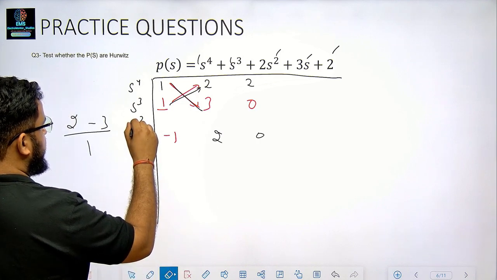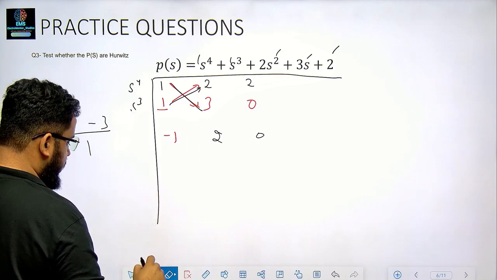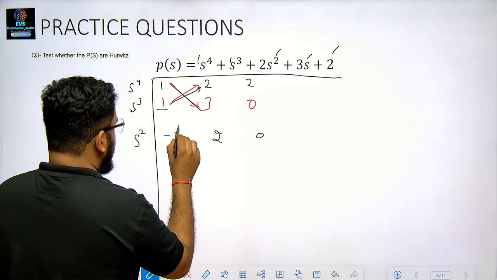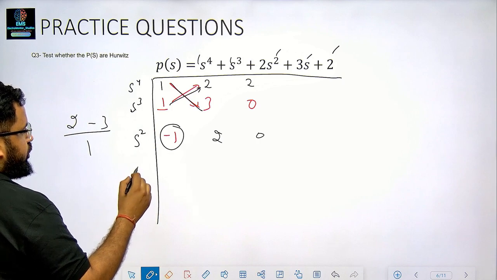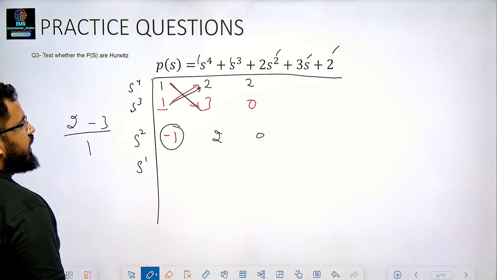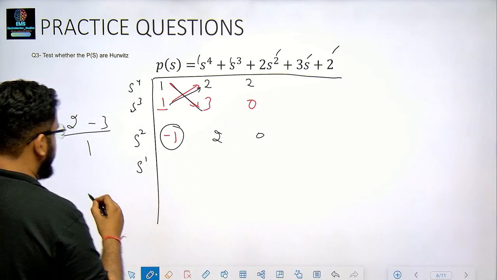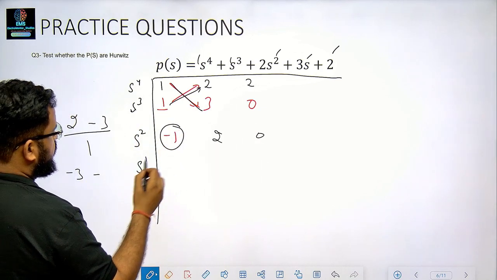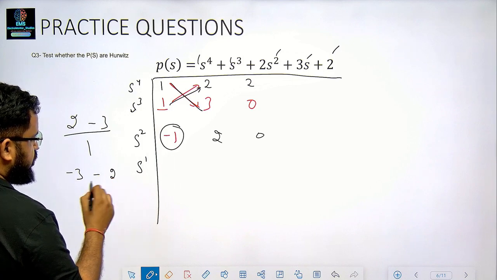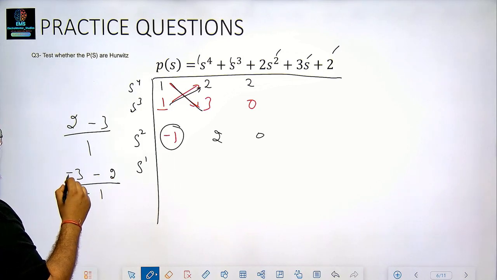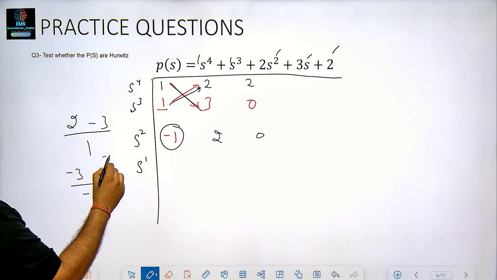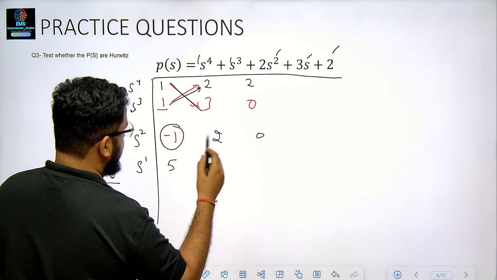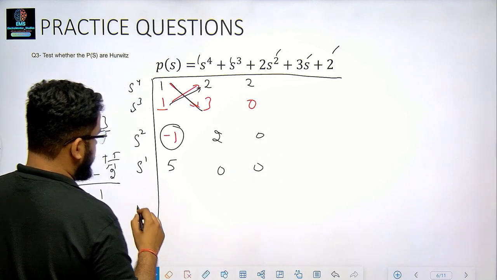I'll just write it very clearly. This is for S raised to the power 2. Now, I've just marked this one for you. Let's go with S1. Minus 1 into 3, it would be minus 3. 1 into 2, it would be minus 2 divided by minus 1. So minus 3 minus 2 is minus 5 divided by minus 1. It's cancelled. This is 5. Rest all will be zeros.